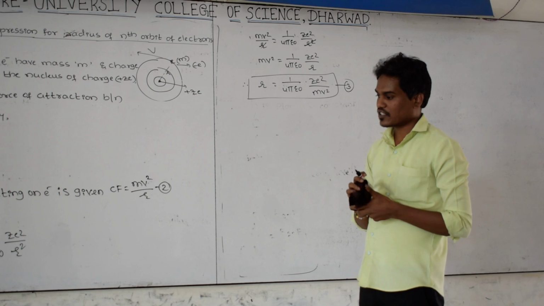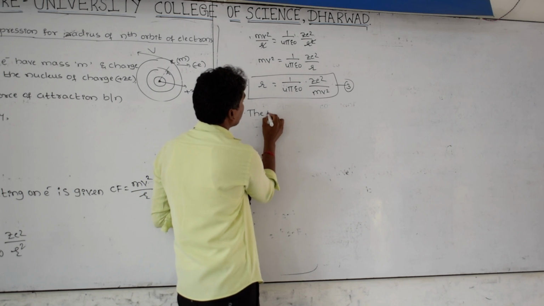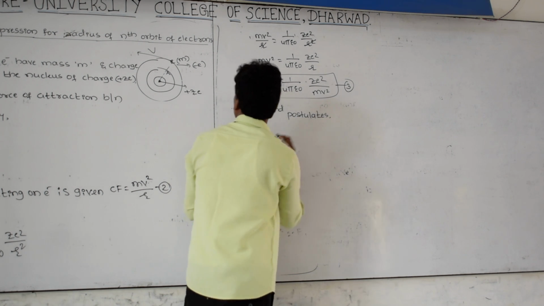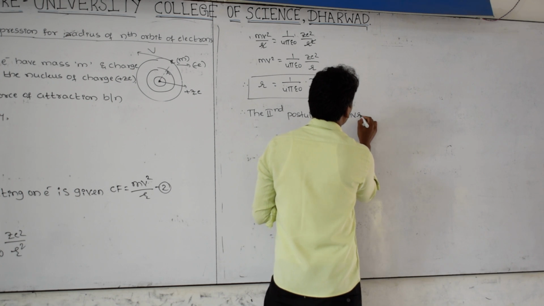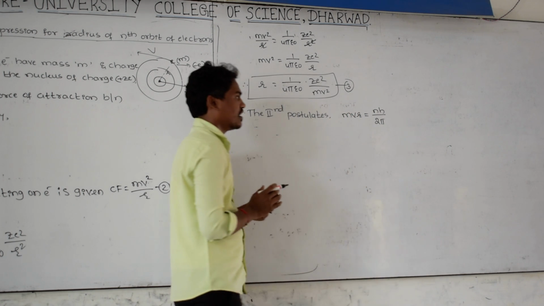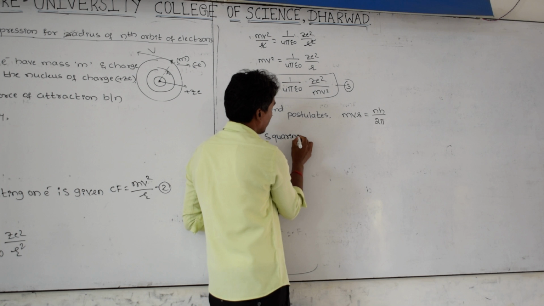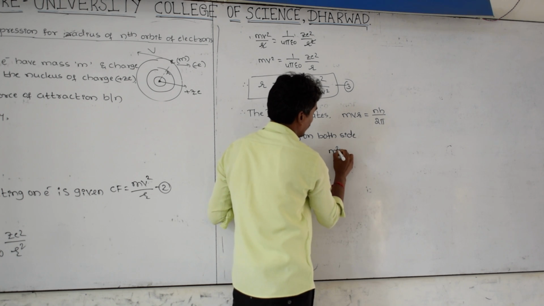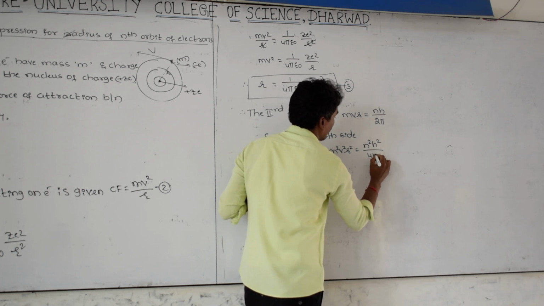As you know very well, the second postulate given by Bohr tells how to calculate the angular momentum of the electron whenever it is revolving around the nucleus. That is, m into v into r is equal to nh divided by 2 pi. The angular momentum can be calculated using this formula. Squaring both sides, you get m square v square r square is equal to n square h square divided by 4 pi square.